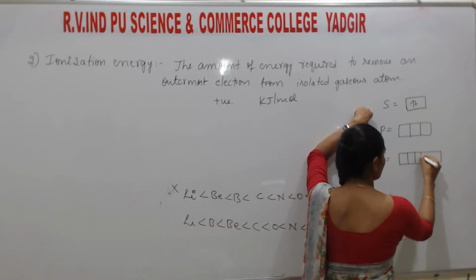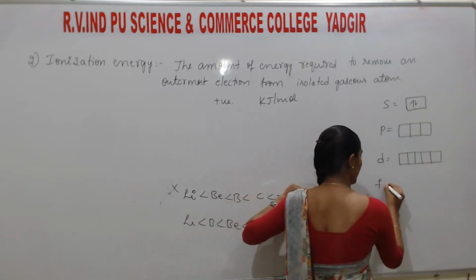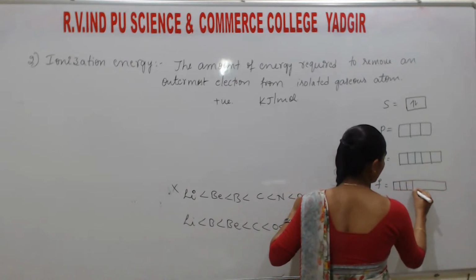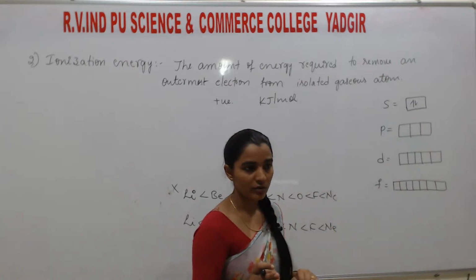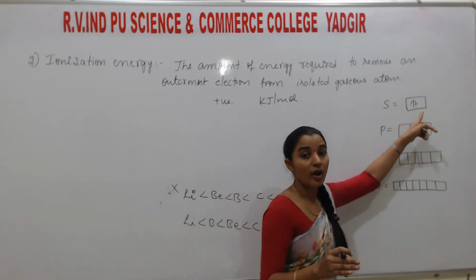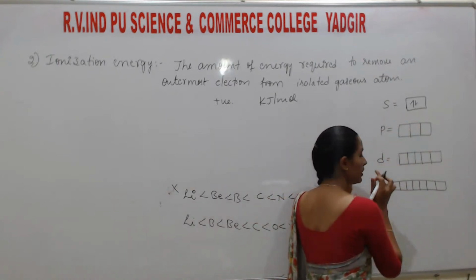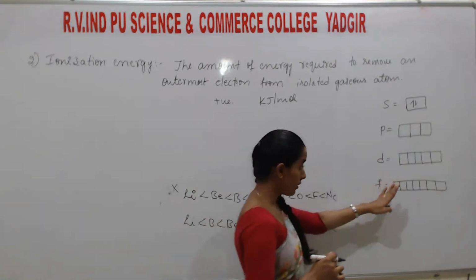That is 1, 2, 3, 4, 5 boxes. Next, f orbital, maximum electrons to be filled is 14. So 1, 2, 3, 4, 5, 6, 7 boxes. The number of orbitals is the number of electrons divided by 2. This is the s orbital, p orbital, d orbital, and f orbital. Understand? So remember this one.